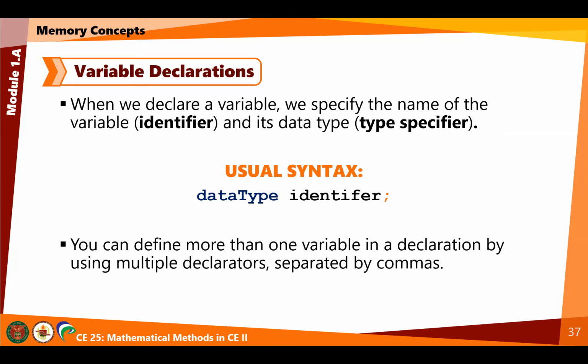Okay? You can define more than one variables in a declaration by using multiple declarators separated by commas. Okay, I think it's self-explanatory. Ayan. So for example, you have this one. So you don't need to have a lot of lines if you declare a lot of variables. You can just separate them by commas.